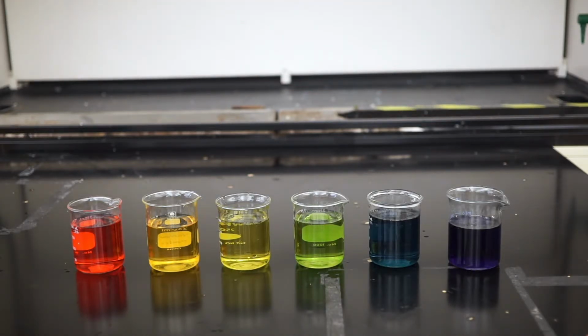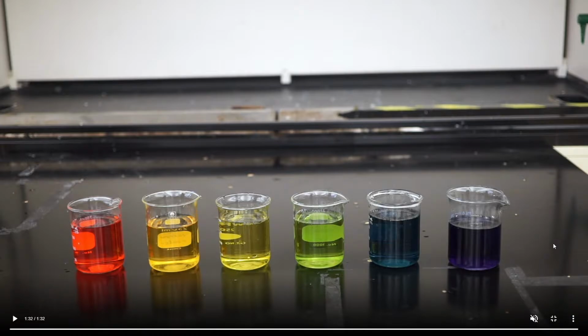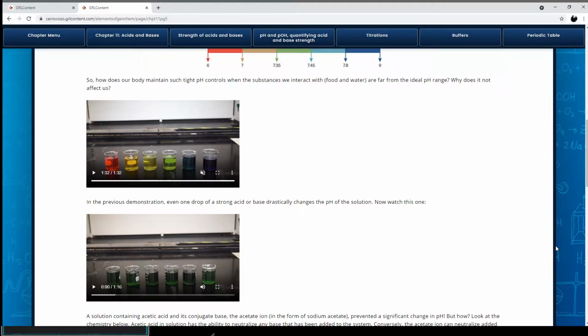And we're going to see that indicators like this are very useful because if we're looking for a reaction to happen at a certain pH, this is a great way to do it. We're going to see that when we talk about titrations, it's the same way.